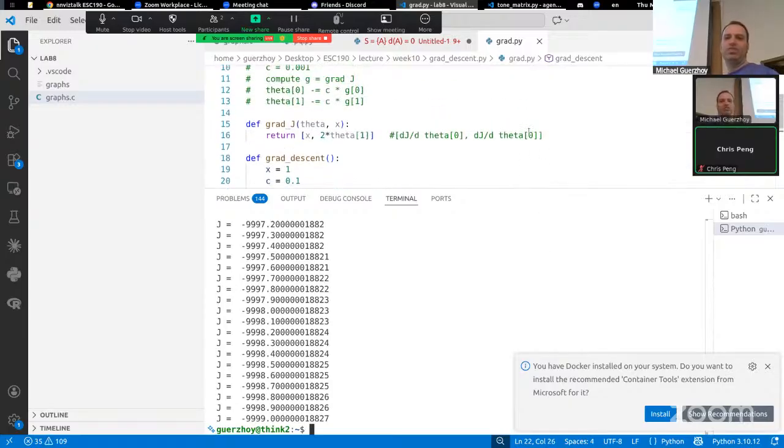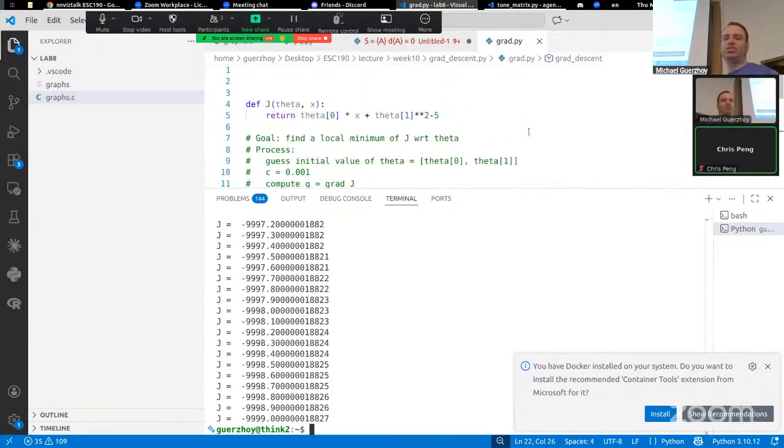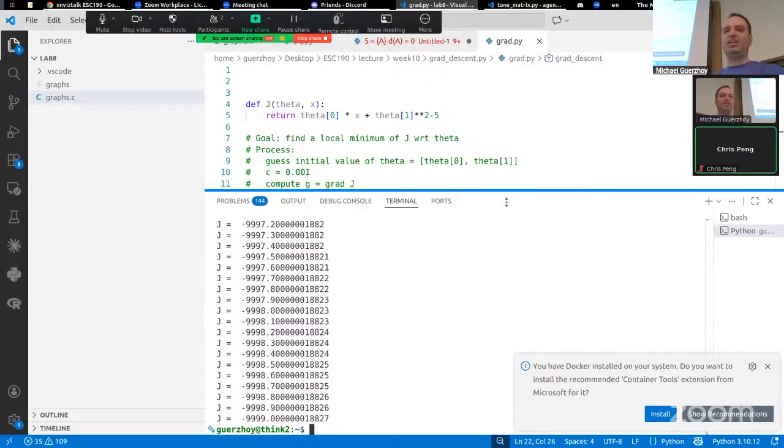So trying to find a smaller and smaller minimum. So eventually it would converge. So here, it is a parabola, so it still hasn't found the minimum, but eventually it'll get there. Okay. So does this kind of make sense?